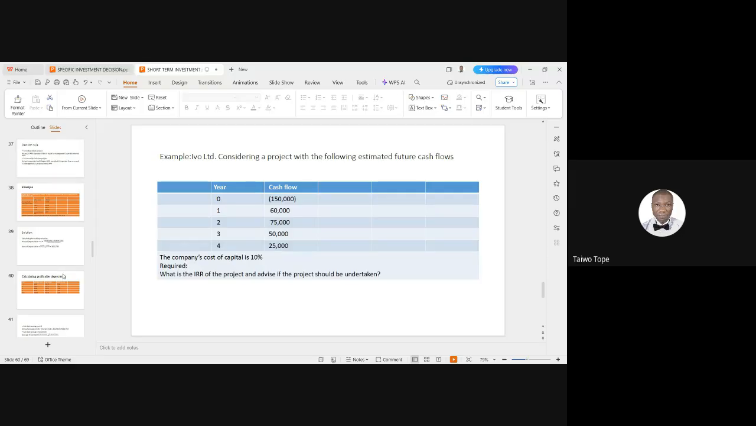So you have 0.8. When you approximate to 3 decimal places, we have 0.870. So once you multiply 0.870 by 60,000, what will you have? 52,200.